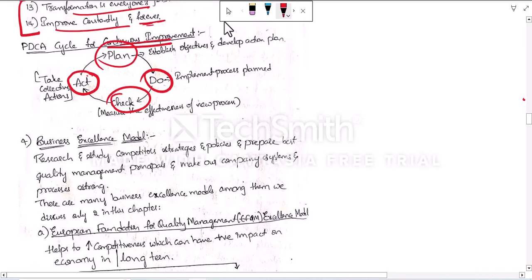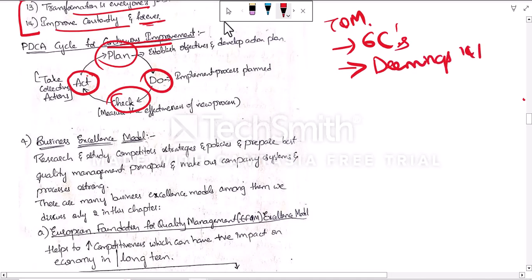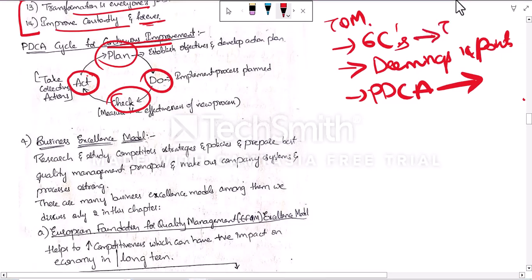Okay, we have studied 3 things in TQM. What are the 3 things? 6C and Deming's 14 points, PDCA cycle. This is for continuous improvement, and this is for successful implementation of TQM. This is to earn the quality in the product.